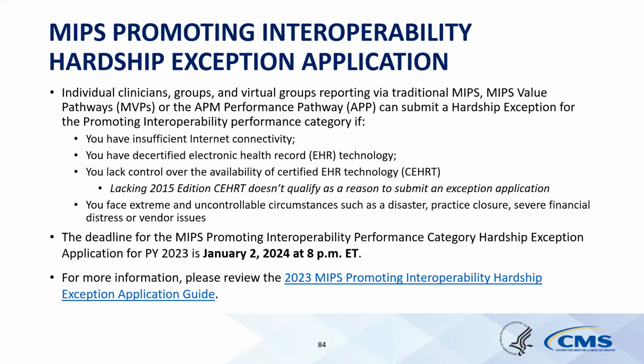And similar to the MIPS EUC exception, you can also submit a hardship exception for the Promoting Interoperability performance category. So individual clinicians, groups, and virtual groups reporting via traditional MIPS, value pathways, or MVPs, or APM performance pathways, or APP, can submit an application for reasons that might include insufficient internet connectivity, decertified electronic health record technology, or CEHRT, or if you lack control over the availability of certified EHR technology. Please note that lacking 2015 edition CEHRT alone does not qualify as a reason to submit an exception application. You also have until January 2nd, 2024 at 8 p.m. to submit your hardship application for Promoting Interoperability. To apply, you'll need to, again, sign into QPP with your HARP credentials and click Exception Application.